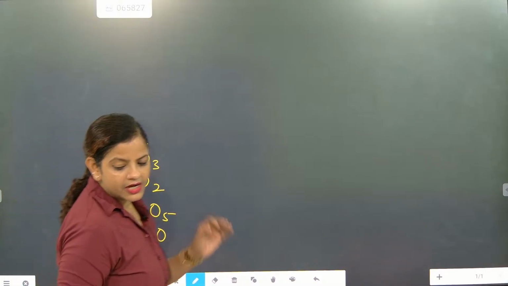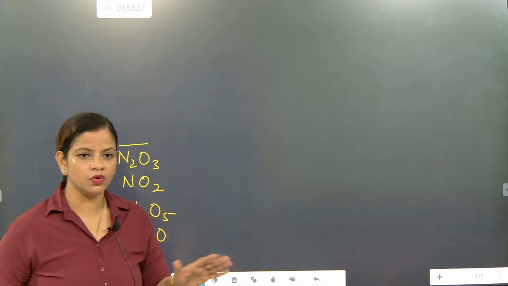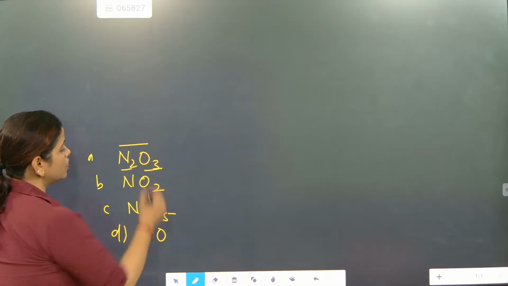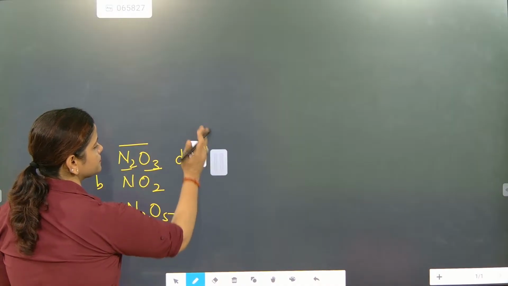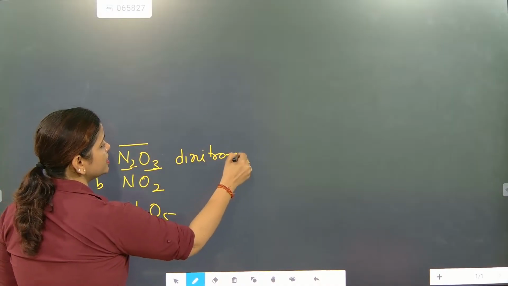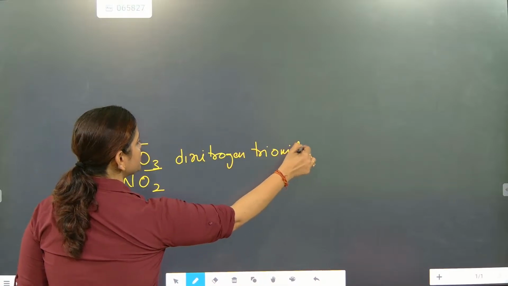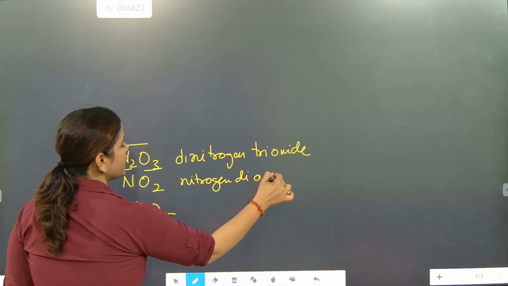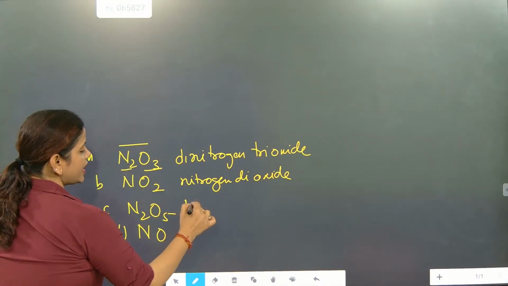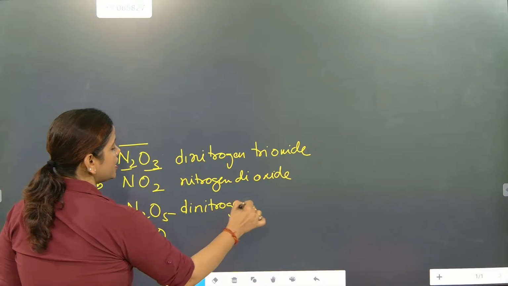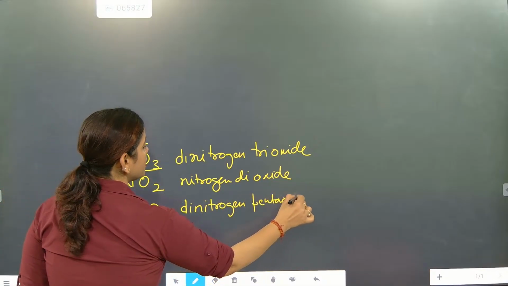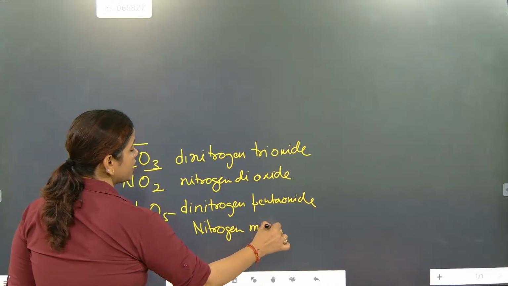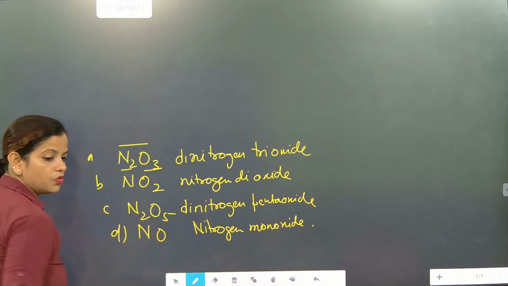If we say just nitrogen dioxide, is it going to work? No. So at that time we use the prefix for this one also and this one also. So what are we writing? Dinitrogen trioxide. And here it is nitrogen dioxide. And here what are we going to write? Dinitrogen pentaoxide. And here, nitrogen monoxide.